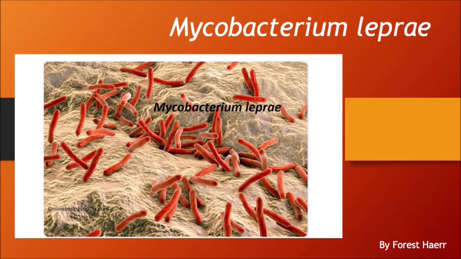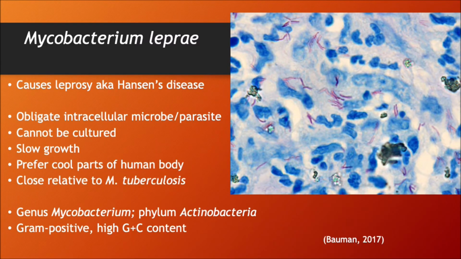This is Forrest, and I'm presenting about Mycobacterium leprae. This is the bacteria that causes leprosy, or Hansen's disease. It's an obligate intracellular parasite. It cannot be cultured. It's characterized by very slow growth, prefers cool parts of the human body, and is a very close relative to Mycobacterium tuberculosis.